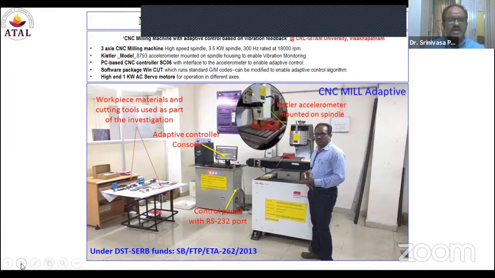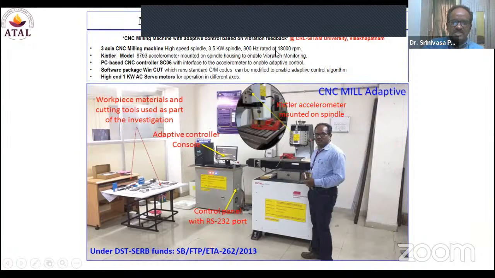And this is the equipment I have procured as part of my DST project. This is a facility available at GITAM main campus, Central Research Facility. This is a 3-axis CNC machine. The sensor we have used is a Kistler accelerometer, a highly sensitive piezoelectric-based accelerometer, model 8793, and it is mounted here at the spindle head.